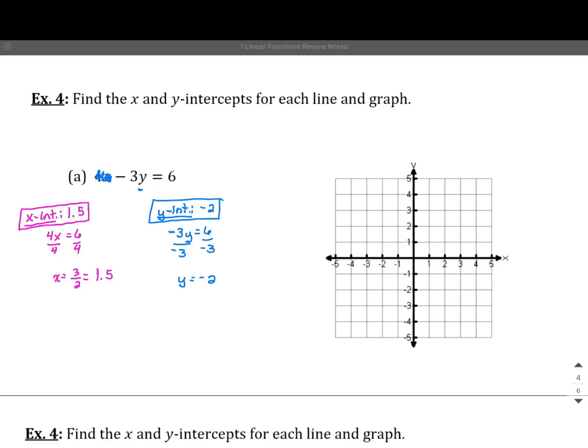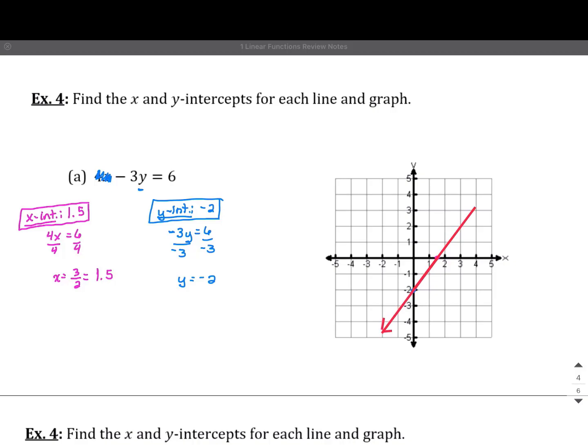Well, let's see. If our x-intercept is 1.5, because that's where it crosses the x-axis, I'm going to put a dot there. If my y-intercept is negative 2, and that's where it crosses the y-axis, I put a dot there. And then I get my handy-dandy line feature. You guys hopefully have a straight edge. And I connect my dots.